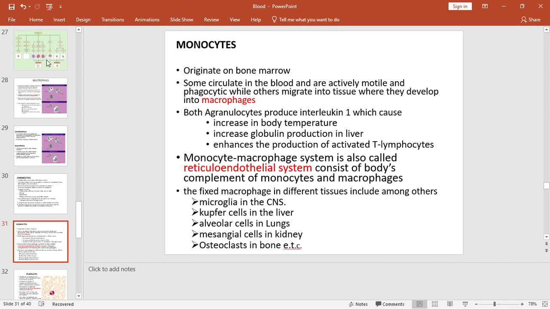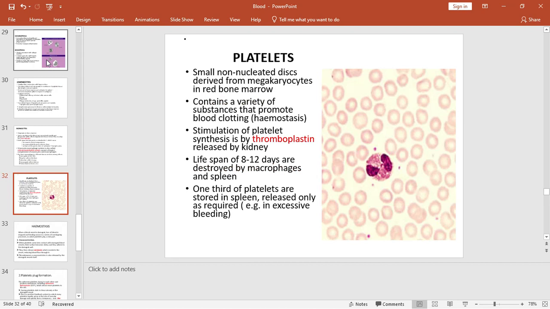And this monocyte-macrophage system, so that is the monocyte in the vascular compartment and the macrophages outside the vascular compartment, are referred to as the reticuloendothelial system. We're almost done.